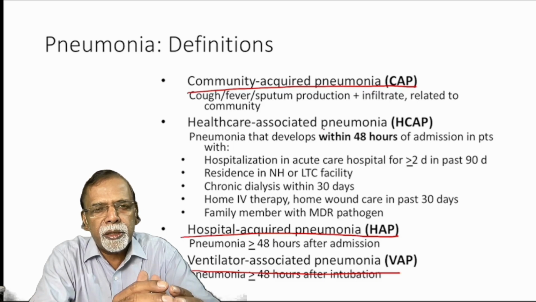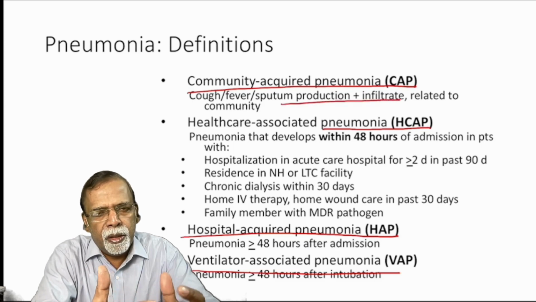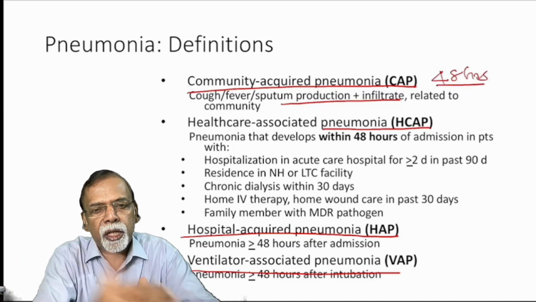Community acquired pneumonia is anyone developing features of pneumonia, that is cough, fever, sputum production, plus X-ray showing infiltrate, and the patient is coming from the community. So it should occur within 48 hours of admission to the hospital. Whereas hospital acquired pneumonia means the pneumonia occurring 48 hours after admission. This is to exclude incubating illnesses.